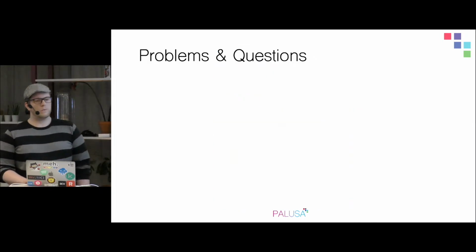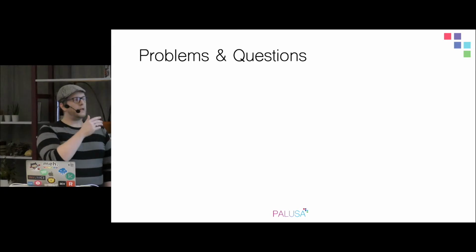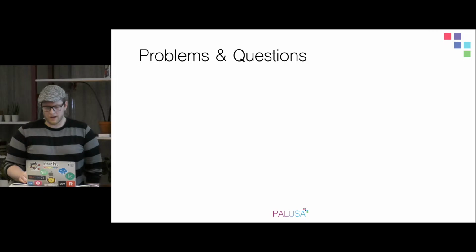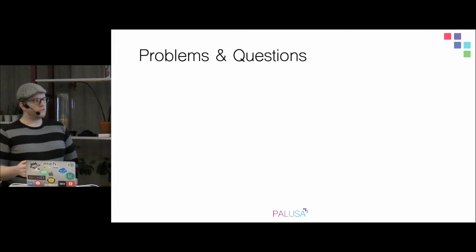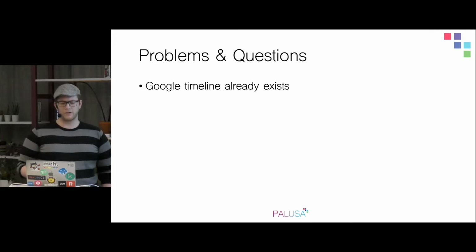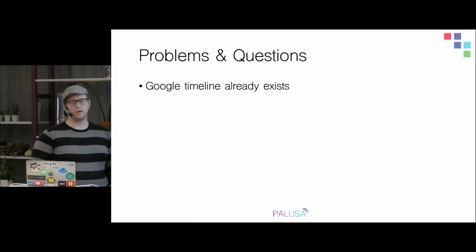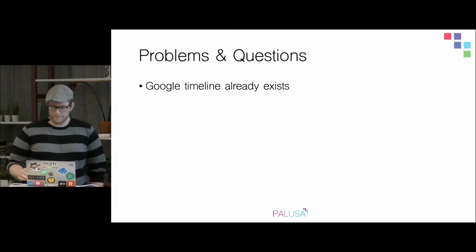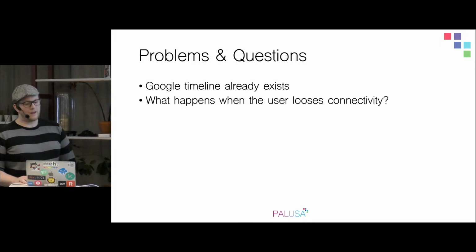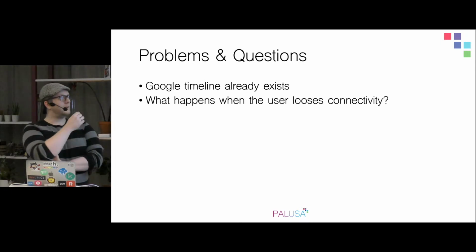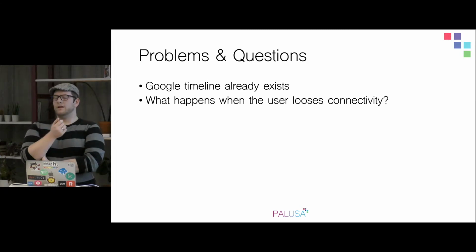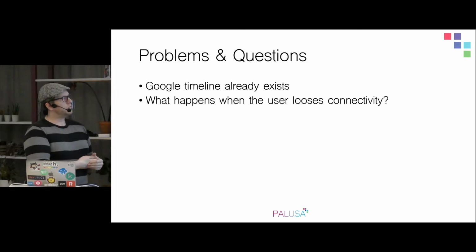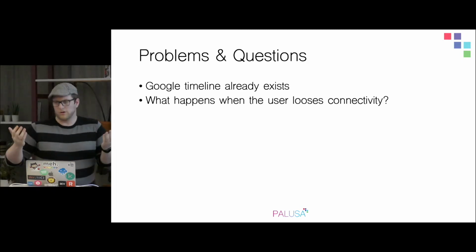So while I was thinking about what I wanted to do with the app, I ran into some problems and questions that I had. The first one was: okay, Google Timeline already exists. A lot of people use it. What happens when the user loses connectivity? Because if your data plan runs out, or if you go into a tunnel or anything.